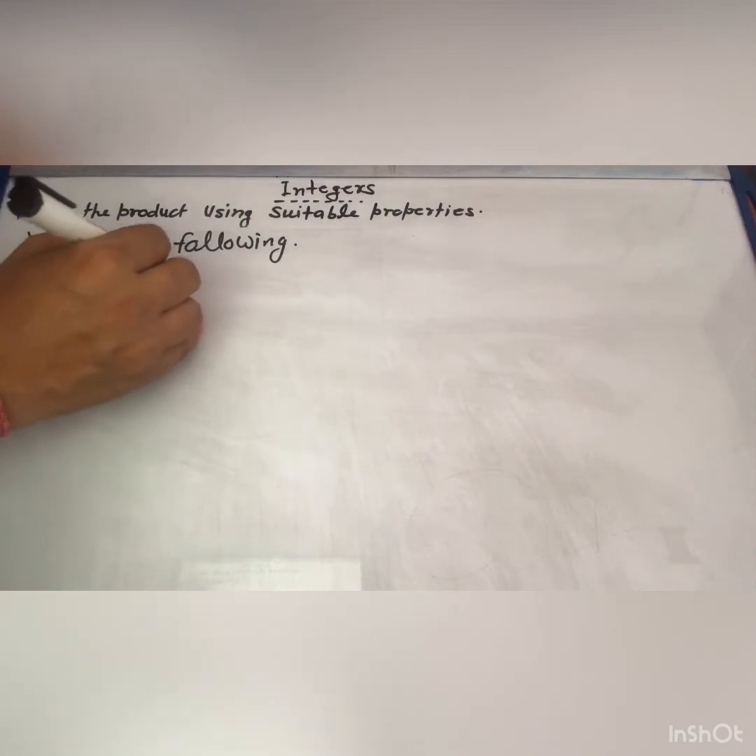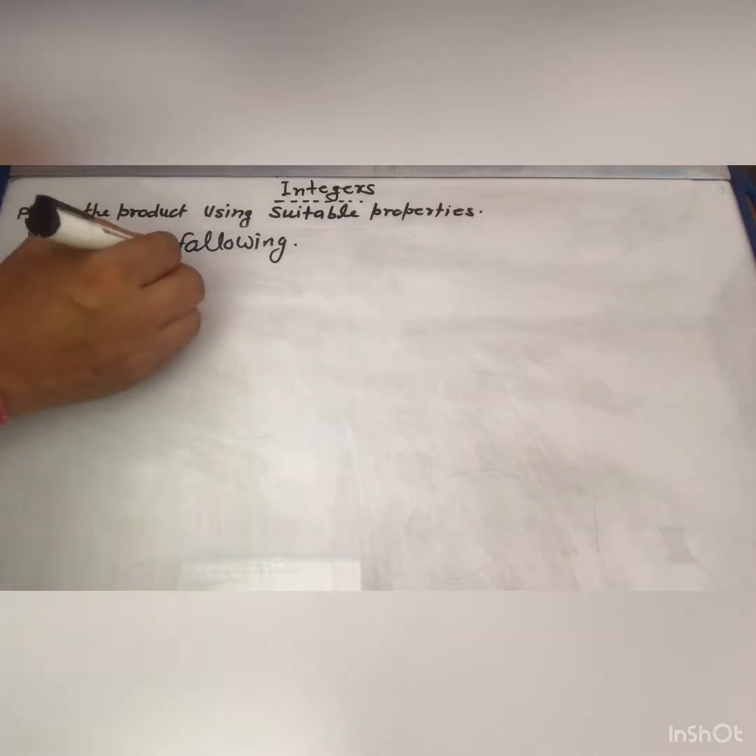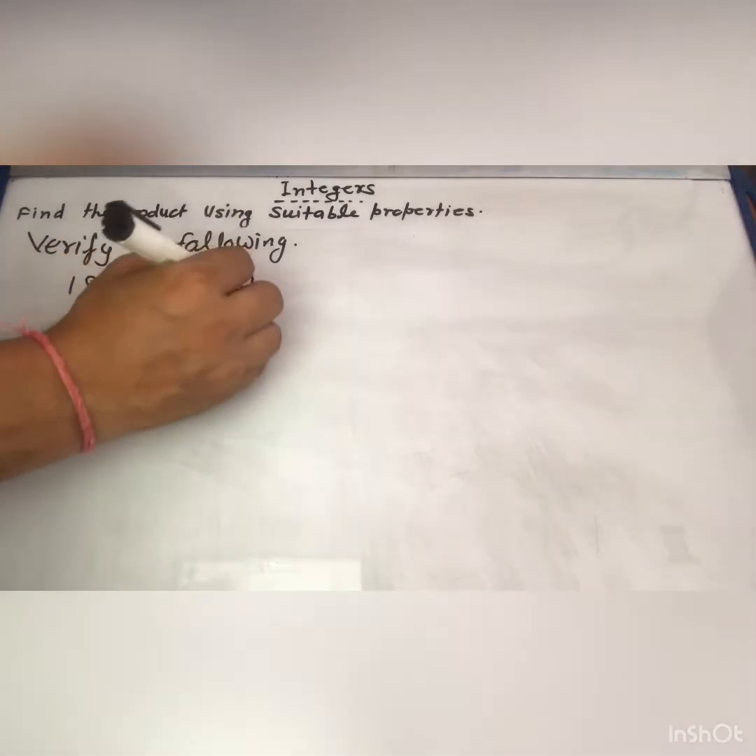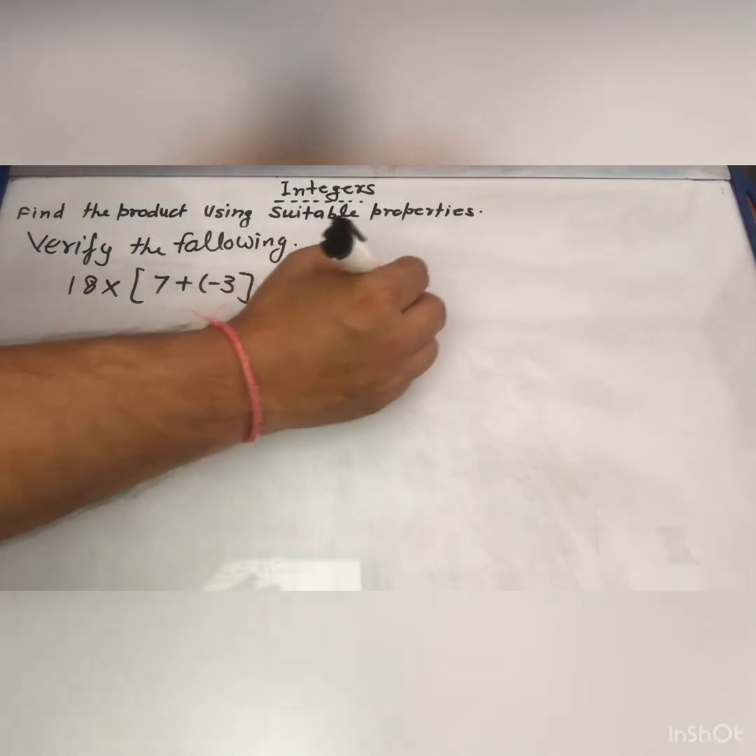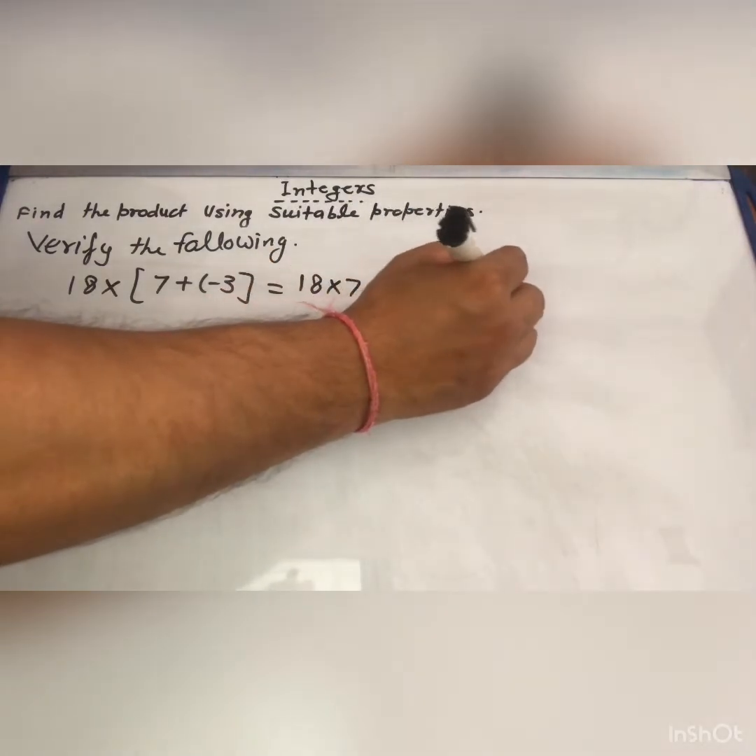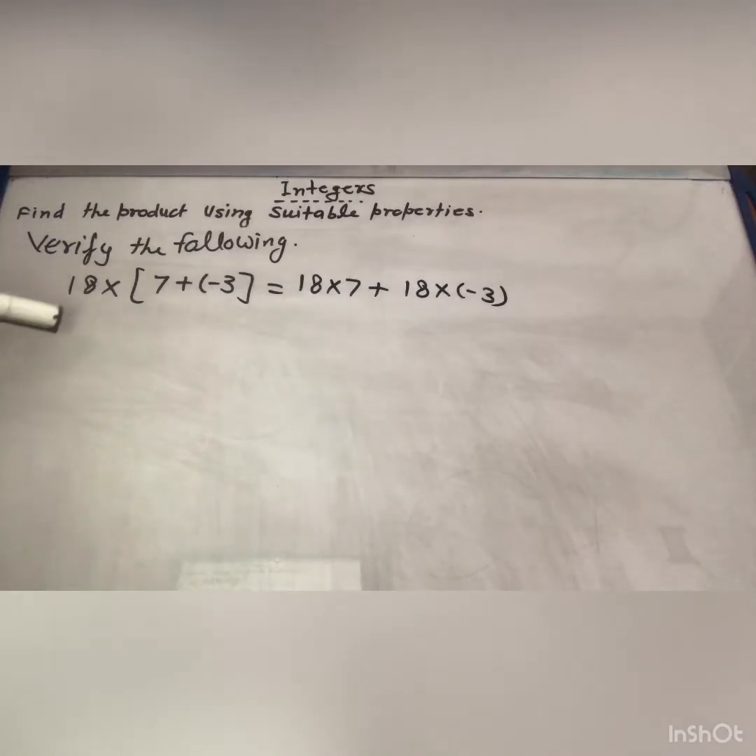Question is that 18 into (7 minus 3). 18 into under bracket 7 minus 3, that is 7 and plus minus 3. It gives you 18 into 7 plus 18 into minus 3. So dear, you have already learned this is the distributive property. 18 is distributed to 7 and 3, that is 18 into 7 and 18 into minus 3.